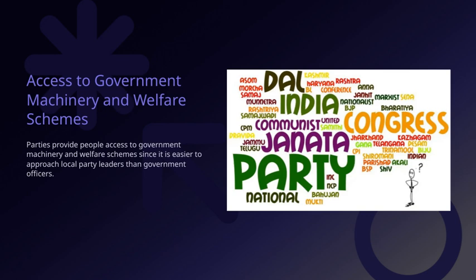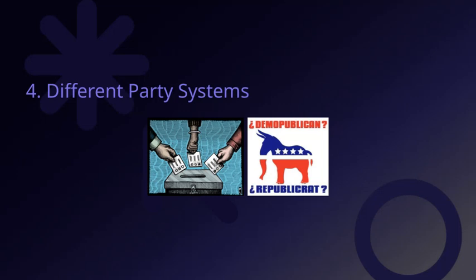In the broader context of our discussion, it highlights how parties don't just compete politically. They also serve as a crucial link between citizens and the state's resources. This strategic positioning helps them sustain influence and maintain a strong voter base. Let's take a closer look at the concept of different party systems.